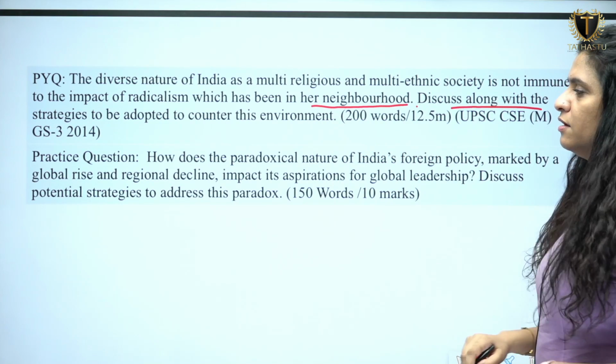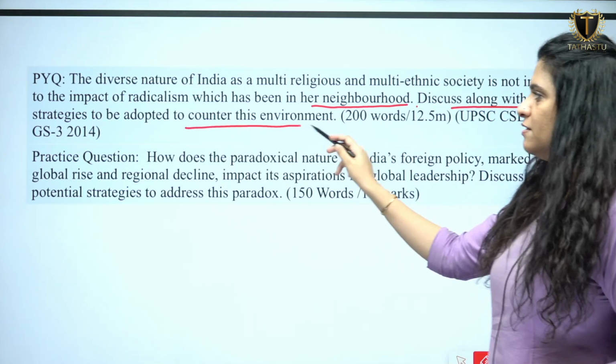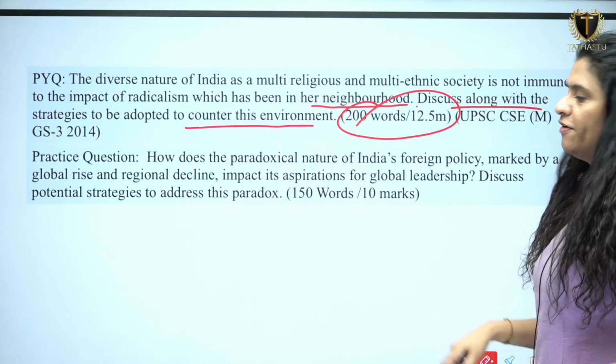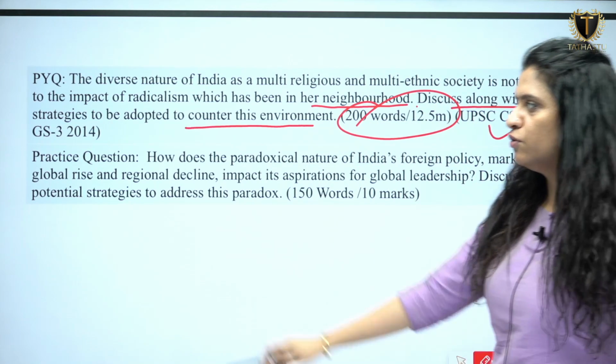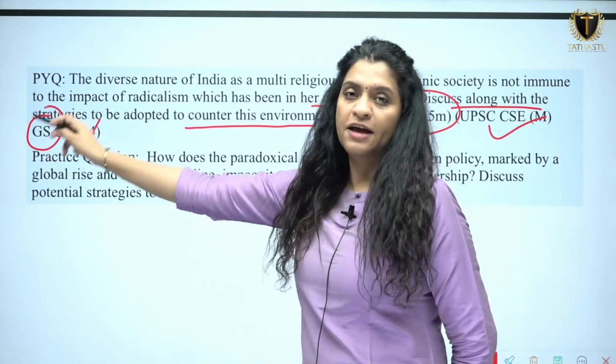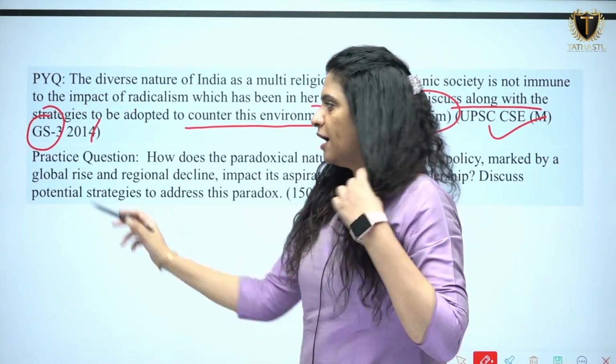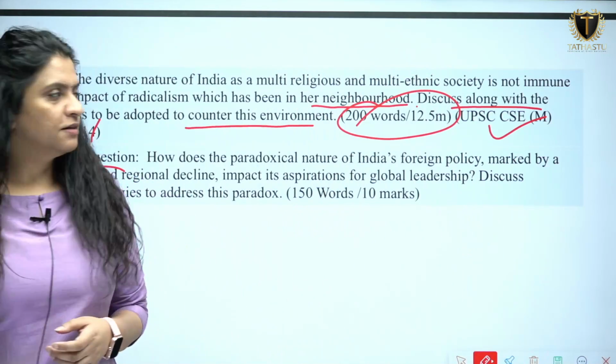Discuss along with the strategies to be adopted to counter this environment. 200 words, 12.5 marks. UPSC Civil Services Mains in 2014 in paper 3 it has been asked. ठीक है, तो practice question देखो आप, इस पे क्या आ सकता है?